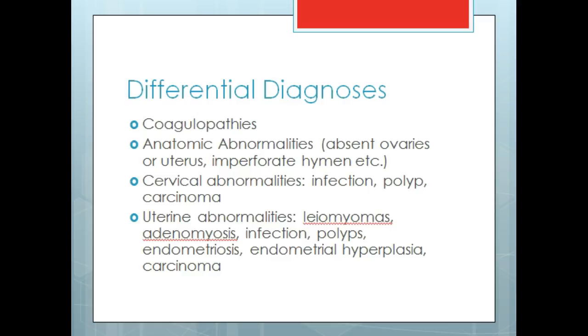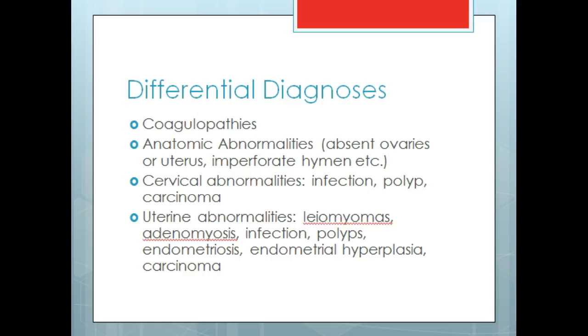Okay, a few more differential diagnoses here. So we have our coagulopathies. Again, thinking about if her bleeding's really heavy, we might explore that for labs. And her history may also indicate that. Anatomic abnormalities, such as absent ovaries or uterus or an imperforate hymen. And then we could have cervical abnormalities, like an infection, polyp, carcinoma.